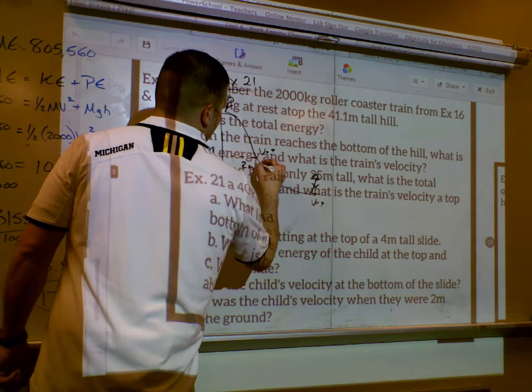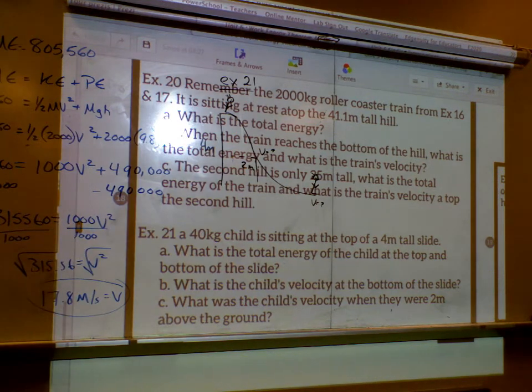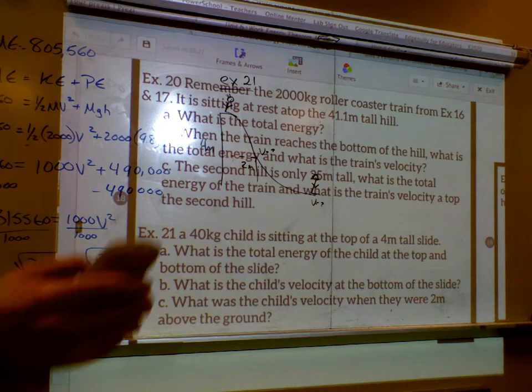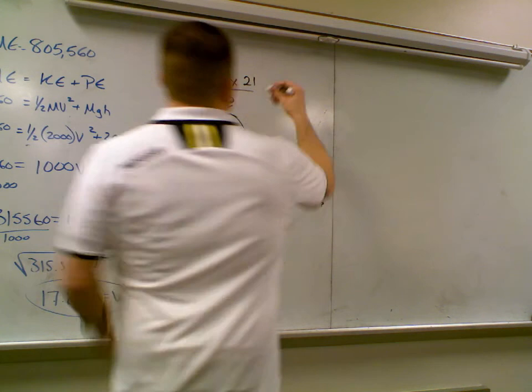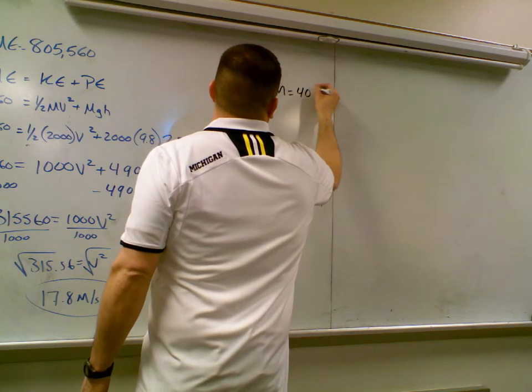That's 2 meters above the ground. So there's our picture. How big's the kid? 40 kilograms. All right, so mass equals 40 kilograms.